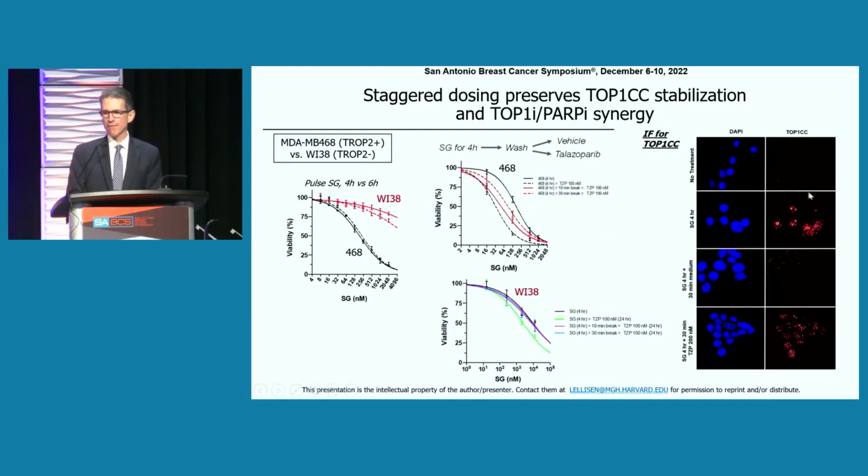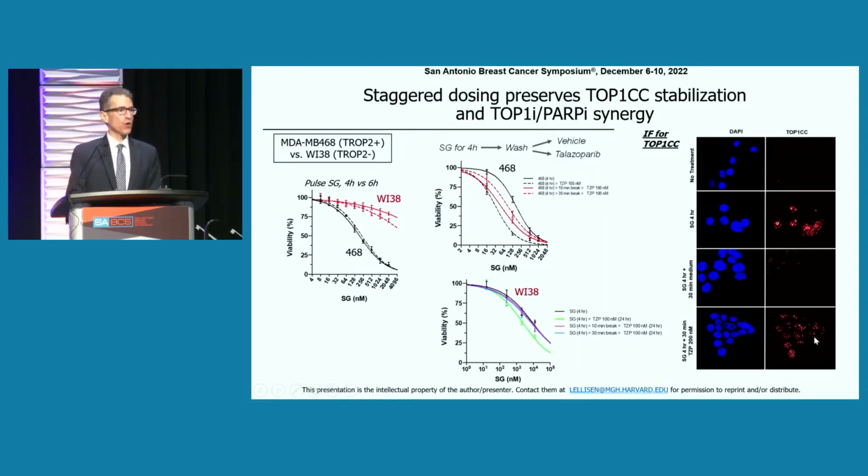Again, the proof in the pudding picture. These are confocal images of the stabilized cleavage complex of topoisomerase 1. So when you give SG, the topo-1 creates these stabilized complexes, which will ultimately fall apart in double-strand breaks. Within 30 minutes, these are rapidly resolved within the cell. But if instead you give the PARP inhibitor, they persist. And that's where we've shown, I won't go through all the data, but we've shown that you get very rapid accumulation of lethal DNA damage in this setting.